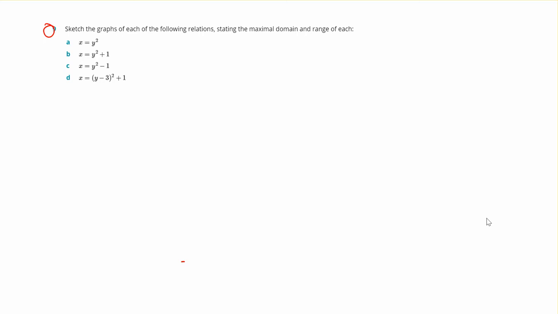This is for question 9 from Year 11 Methods. We're going to look at exercise 5B. So we want to sketch the graph of the following, stating the maximal domain and range of each of the following.